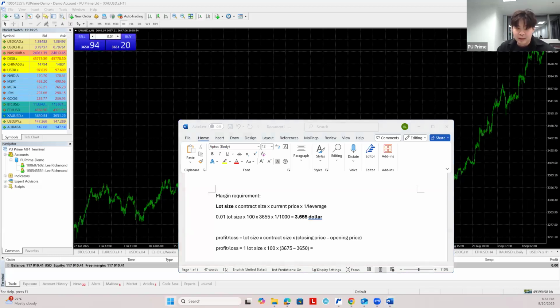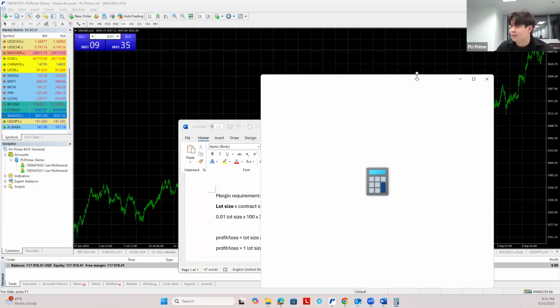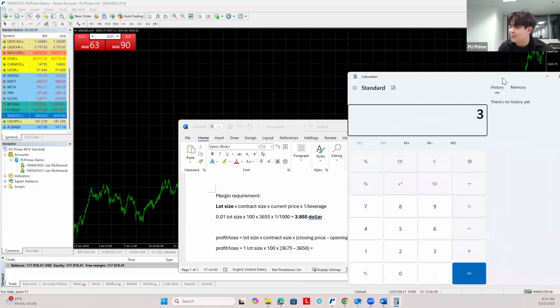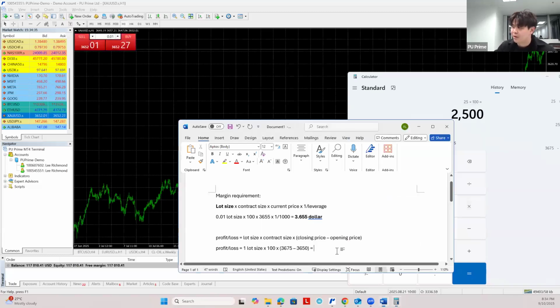So here is important. So just minus first. And times the lot size times the contract size. You are going to earn $2,500 if you are going to do one lot. So this is a point where the lot size is important, because your contract size is already constant, it's already fixed 100, and then closing price and opening price is also fixed. So what can you change is the positions you open.